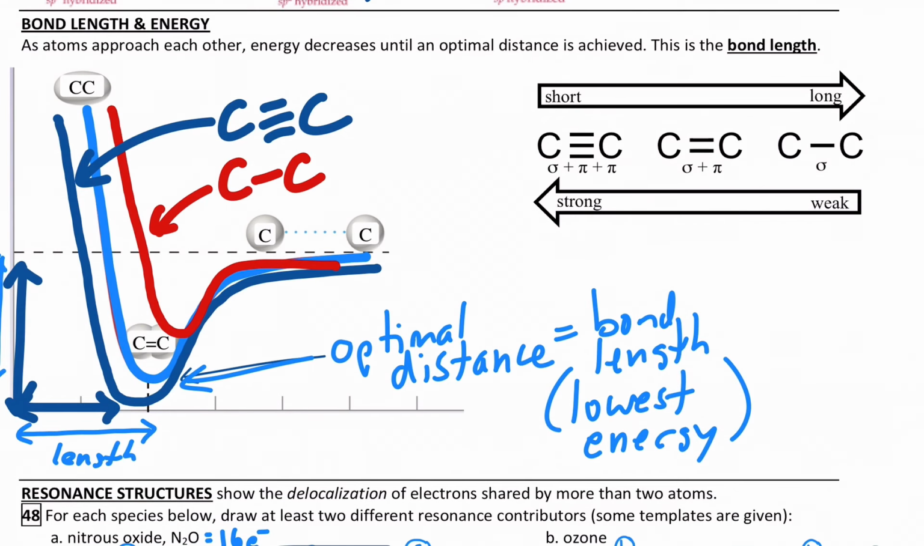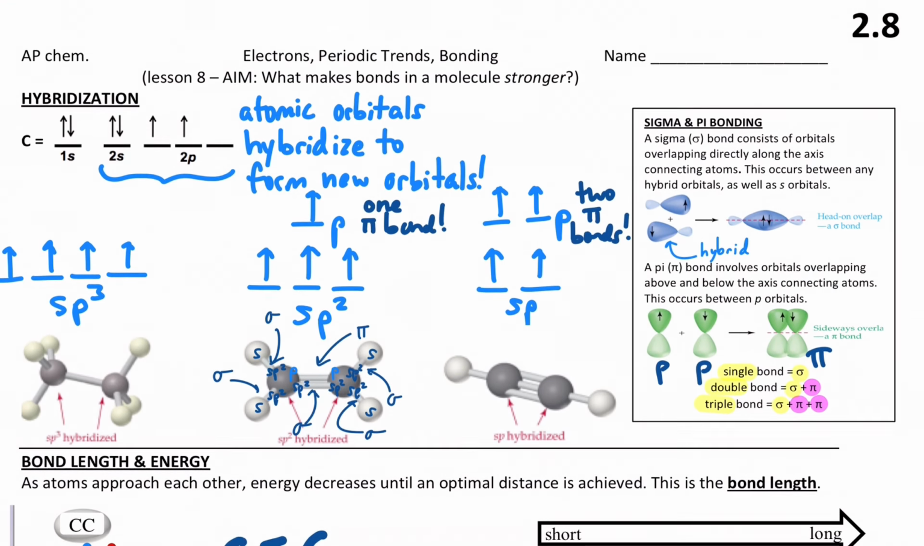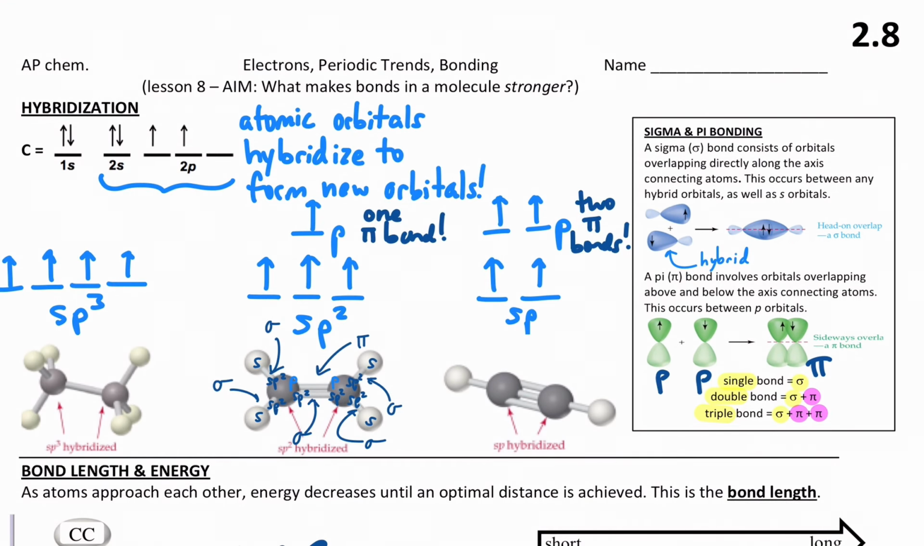A quick tutorial on how to look at these bond energy diagrams. The deeper it is, the stronger it is, and then the farther along the x-axis, the longer the bond. And a lot of this has to do with hybrid orbitals. Atomic orbitals hybridize so that we can form pi bonds from our unhybridized p orbitals and very strong sigma bonds from our hybrid and s orbitals.